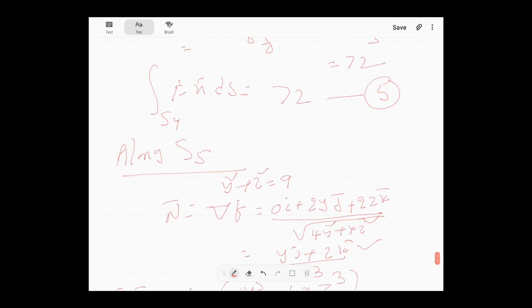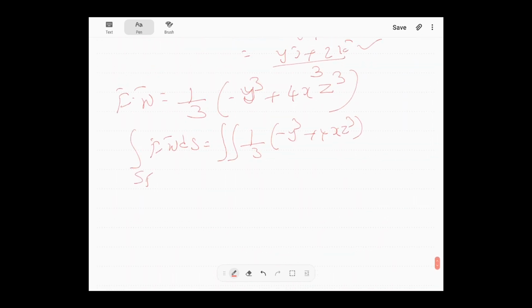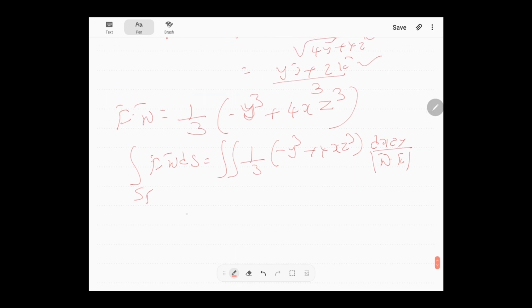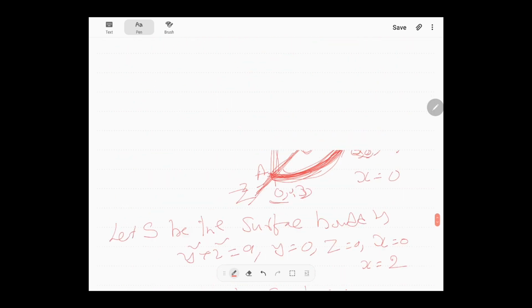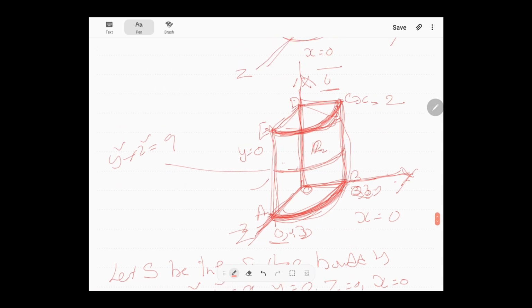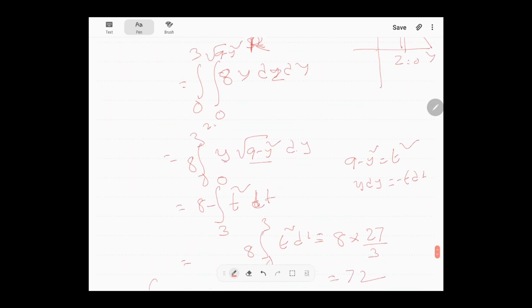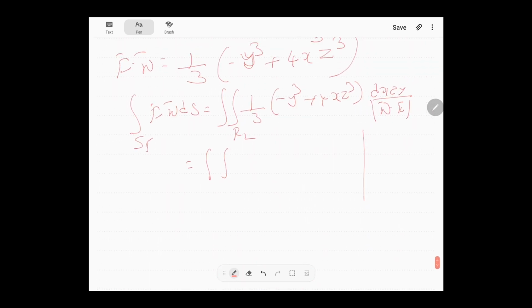If I take the projection on the XY plane, here this is dx dy by modulus of n bar dot k bar. N bar is this. So this is a double integral over R2. R2 is the projected region, which is this. In the xy plane, x varies from 0 to 2, y varies from 0 to 3. Again, a rectangle. This is x equal to 2, this is y equal to 3.